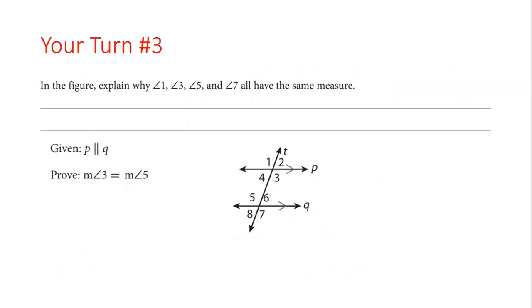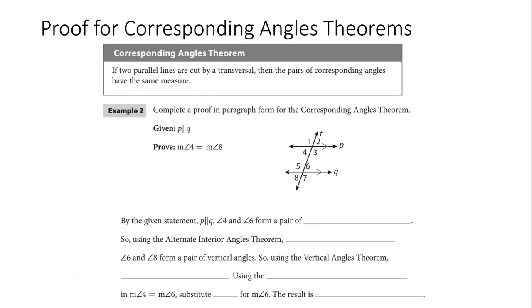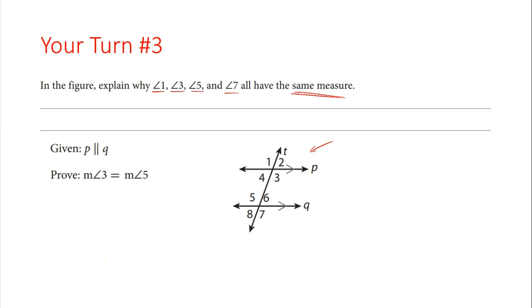All right, so your turn, number 3. This is going back to the original picture here. In the figure, explain why angles 1, 3, 5, and 7 all have the same measure. What are their relationships to one another? And then again, why does that make them all the same, or congruent?